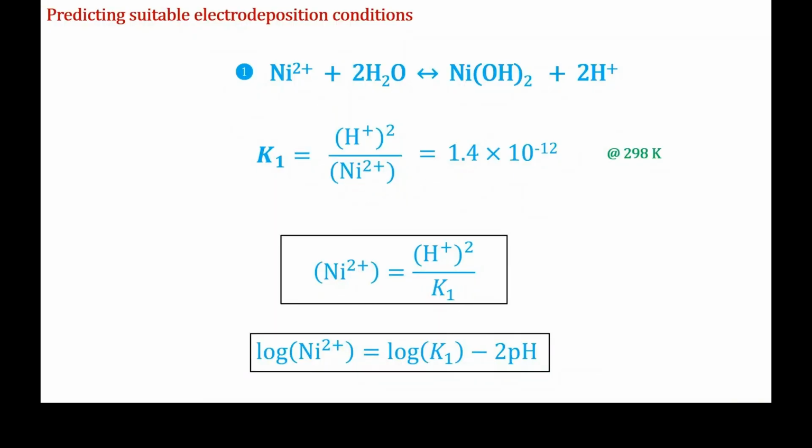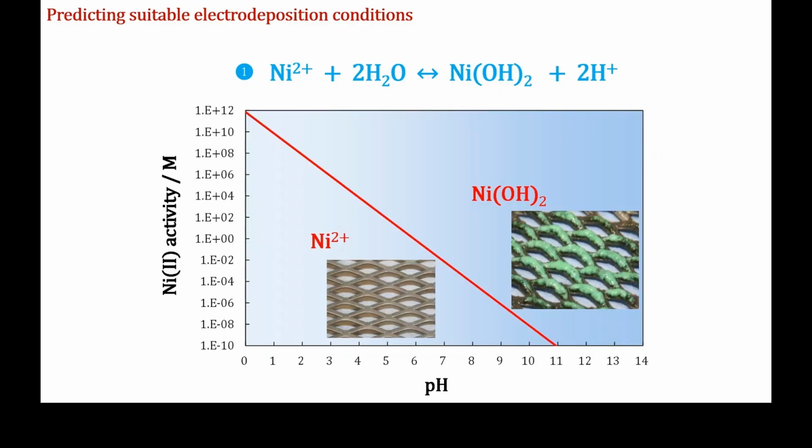So the equilibrium constant for this reaction is the ratio of the concentration, or rather activity, of protons raised to the power of 2 divided by the nickel concentration, and then the equilibrium constant, which we know from our Gibbs free energy change of the reaction. So this allows us to see the relationship between the nickel 2+ concentration in solution and pH. And if we plot the nickel concentration as a function of pH, we can get a plot if we rearrange it like this. So the plot looks like that.